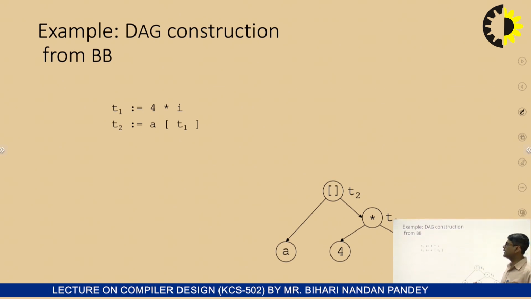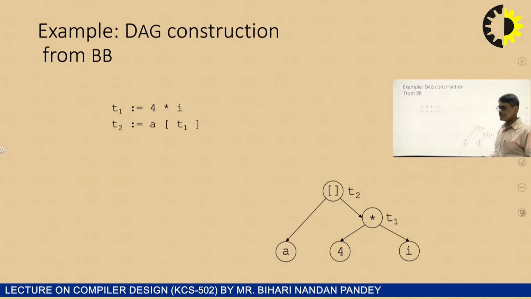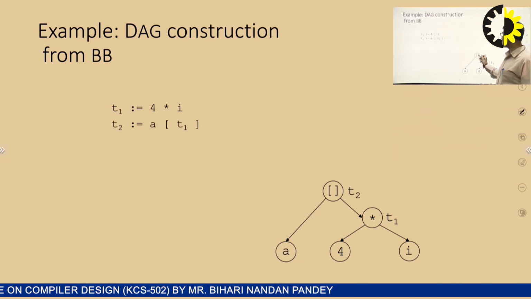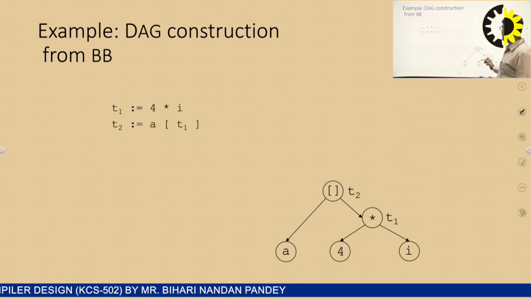Then again T2 equals to A[T], where A is the array reference. So what are we putting? A, this array reference, then T2, then 4 into I. Again, this array reference will be created, and their left child is capital A, small a. So that would show one particular one-dimensional array.